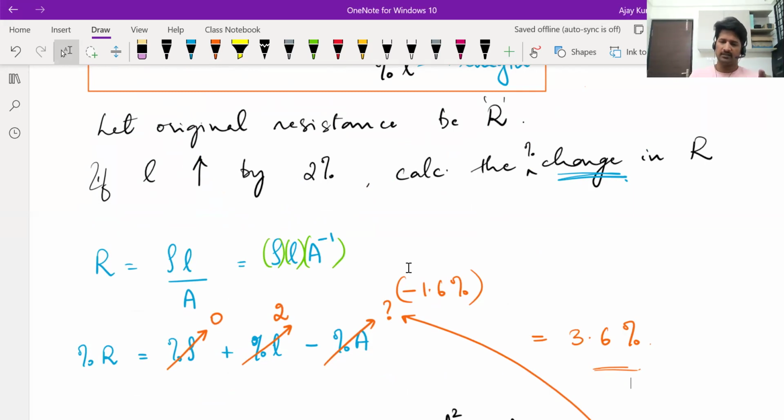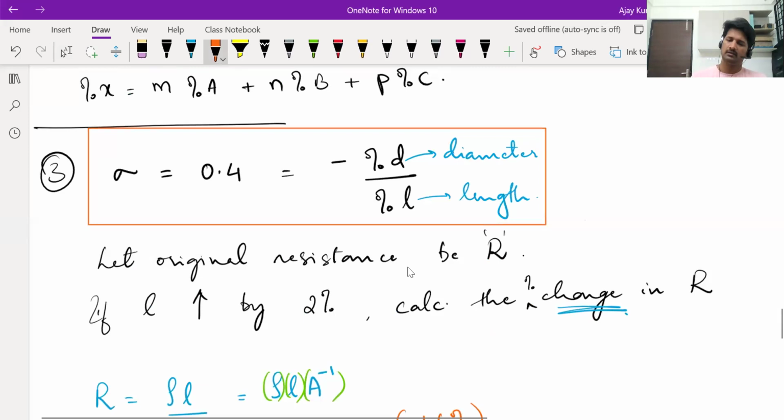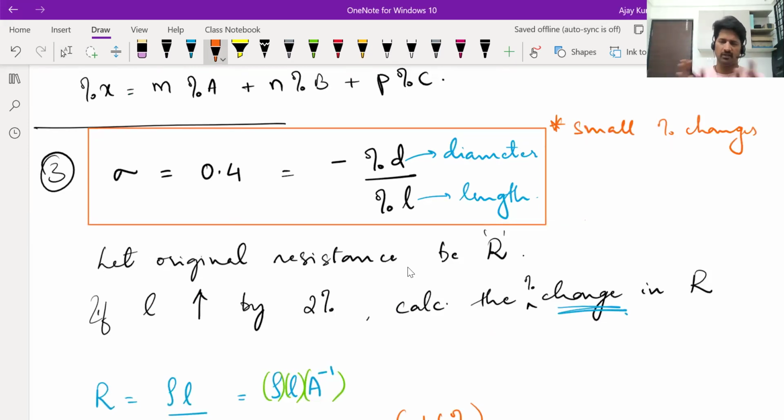Okay. In fact, this Poisson's ratio also will be valid only for small changes. Small percentage changes. How small is small? Anything less than 10%, you can use this. Changes less than 10%, you can use. More than that, you should not use. Anyway, all this is 11th class stuff only. We'll not spend much time on this.